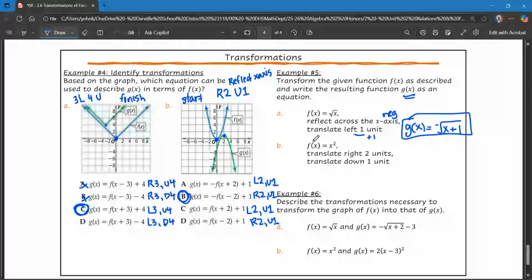All right, letter B, f of x equals x squared. So this time we're working with a parabola, a quadratic. Translate right 2 and translate down 1 unit. Okay, so g of x, the function we're looking for. We're going to have a quantity squared for a parabola. If we're going right 2, that means we're subtracting 2 inside because it's always opposite what you think it is. And the down 1 is going to have a -1.